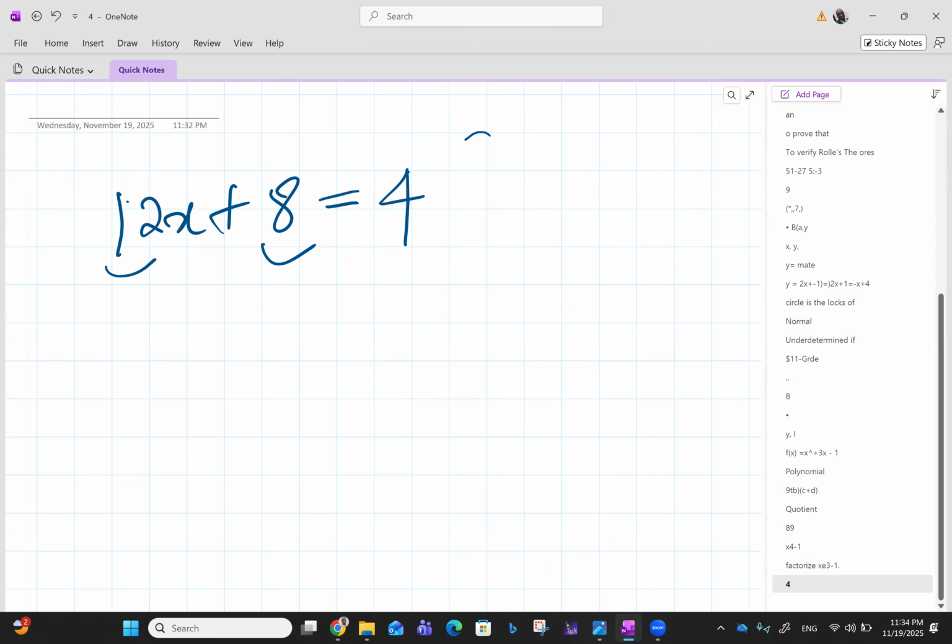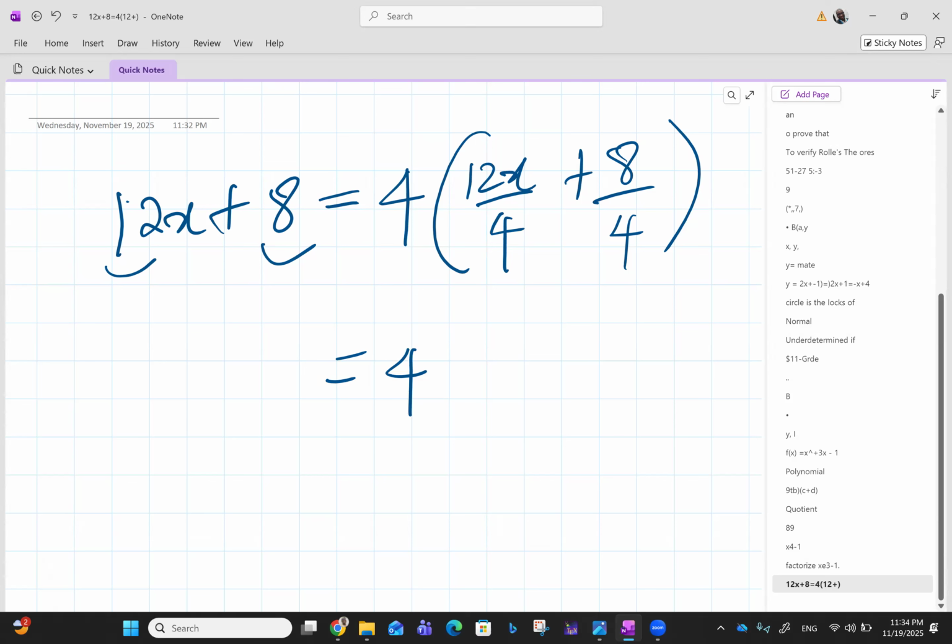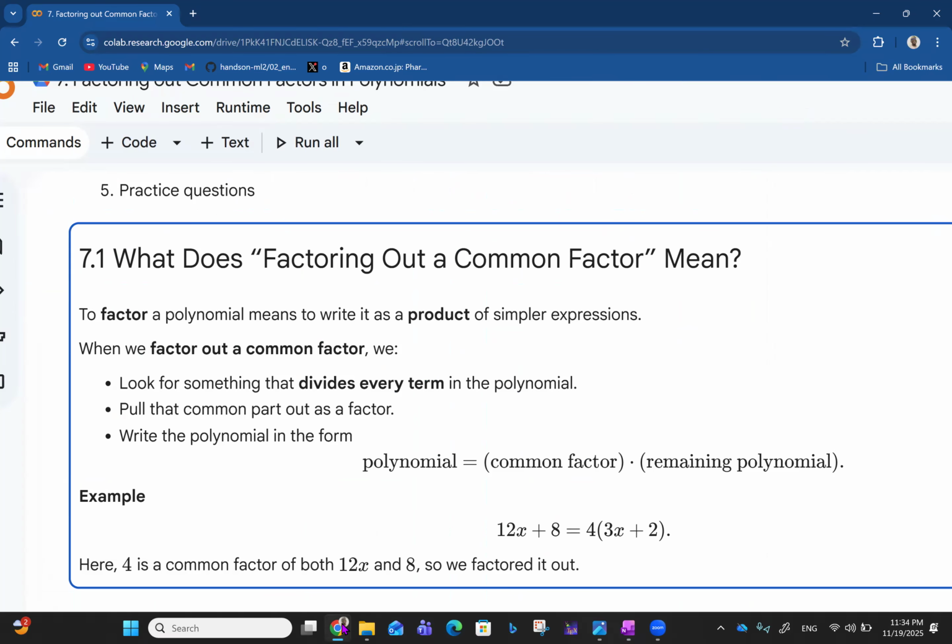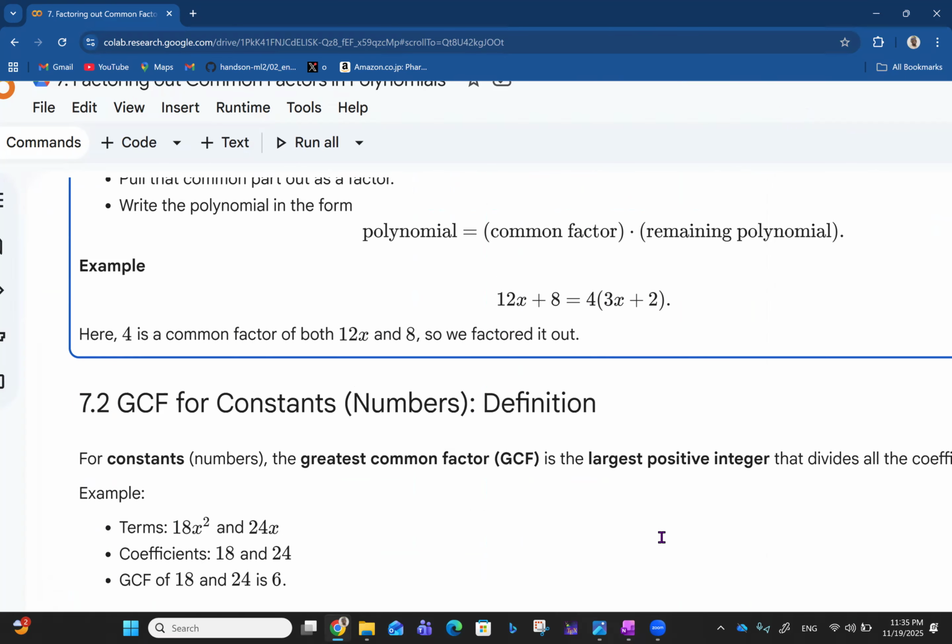Since you have taken the 4, it's more like you have 12x divided by 4 plus 8 divided by 4. So then 12x plus 8 is the same thing as 4 into, 12 divided by 4 is 3, so you have 3x plus, 8 divided by 4 is 2. So you have 4 into 3x plus 2. That's the kind of thing we have here. So here 4 is a common factor of both 12x and 8. So we factored it out, and the common factor is 4. The remaining polynomial is now 3x plus 2.